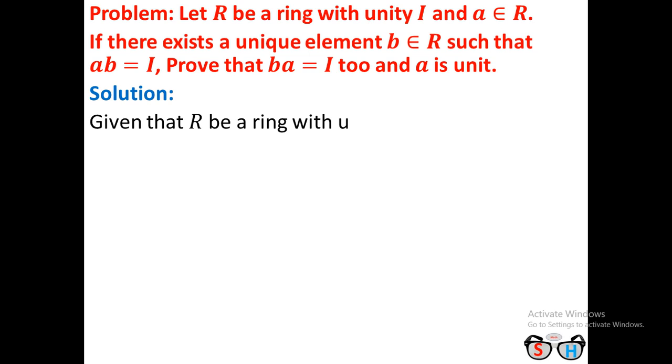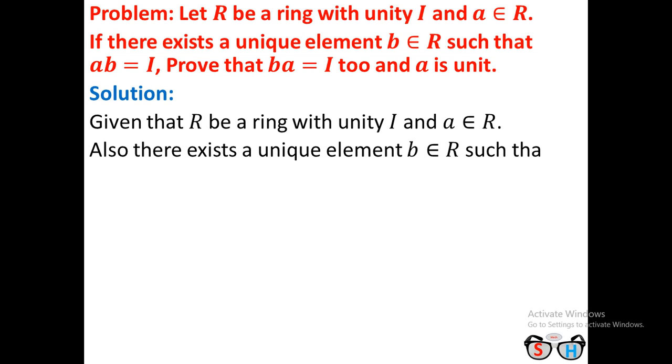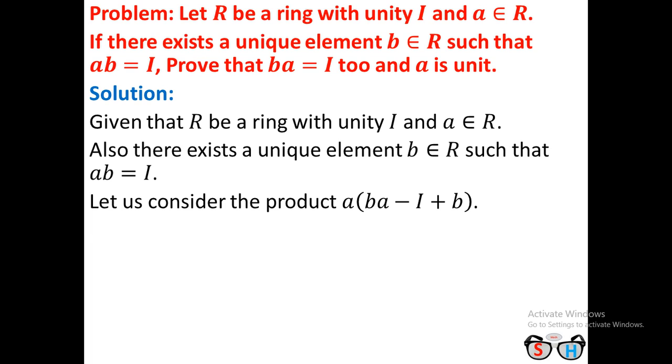Here R be a ring with unity and A be an element in R. Also given that there exists a unique element B in R such that A·B equal to I. We consider the product A·(BA − I) + B. If you calculate it, at first I multiply A throughout the expression in the bracket, the result will be A·BA − A·I + AB.